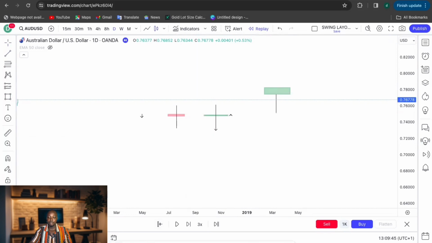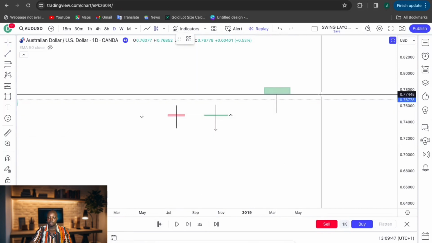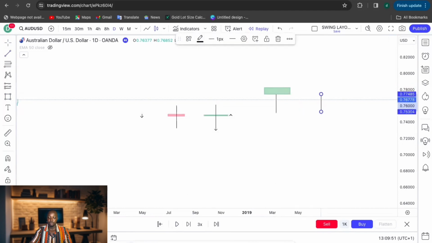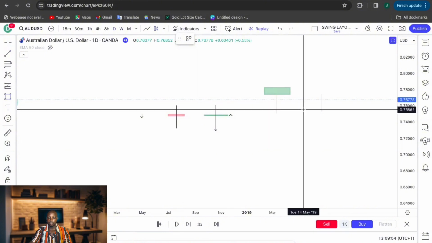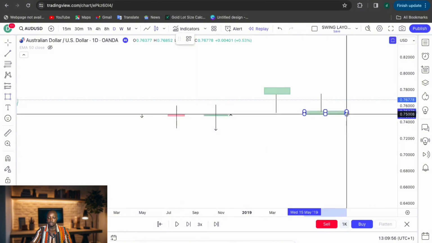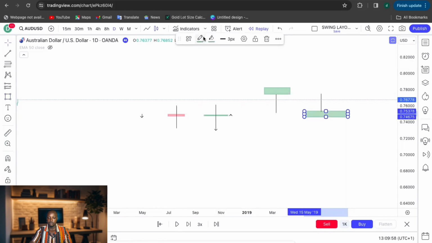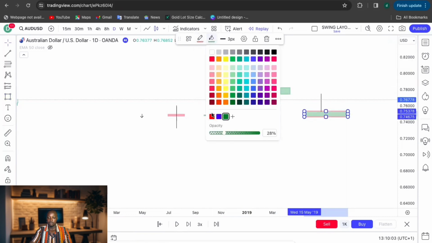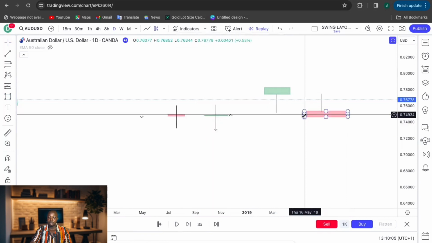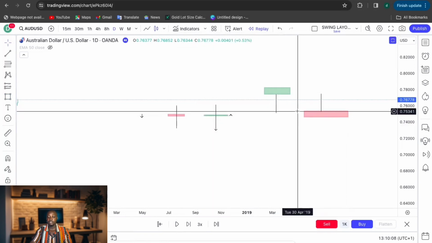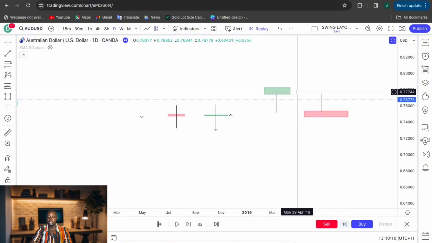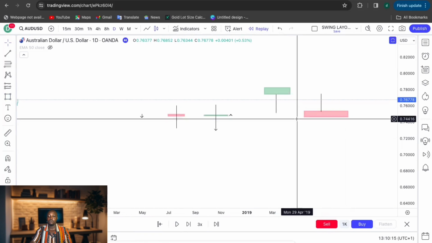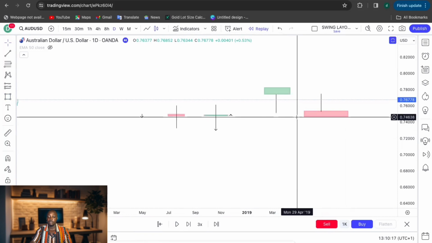Now, an inverted hammer, let's do the same for that. This simply means that the sellers are in control. This means that the market opened here. The buyers tried to push the market all the way to the upside here, but the sellers came back and pushed the market all the way back and closed at the lows here.